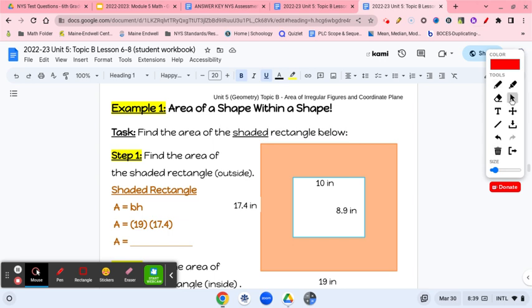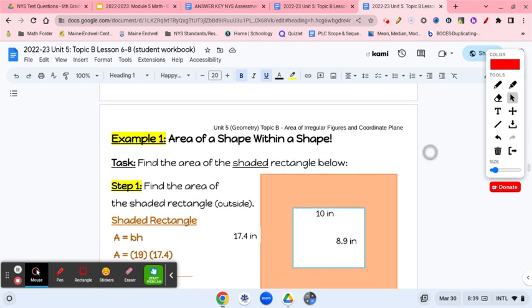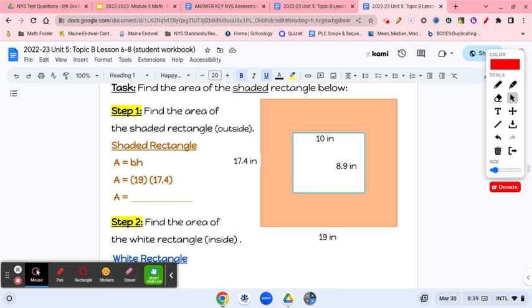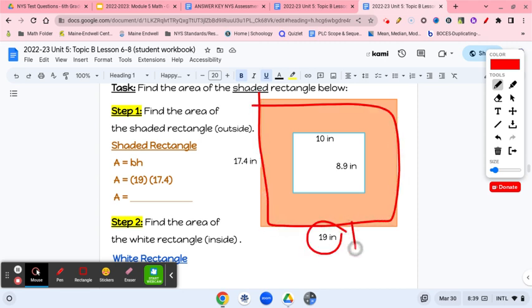So here's the process. Take notes with me. I'm on page 13. So step 1, find the area of the whole rectangle, the whole shaded region, the whole thing. Please be with me. I'm just focusing on this outside shape. My base would be 19, my height would be 17.4. So I plug it into my formula, base times height. I'm ignoring this right now.